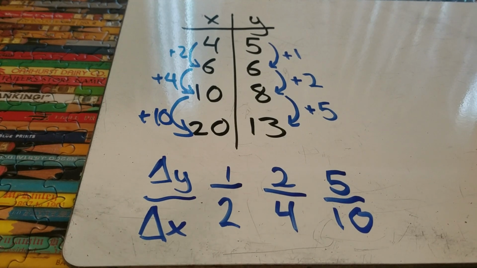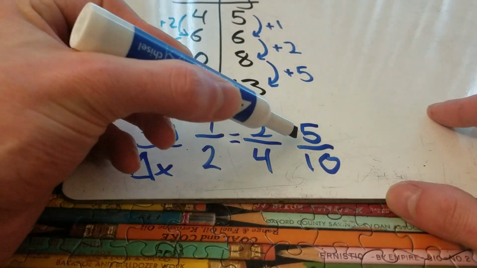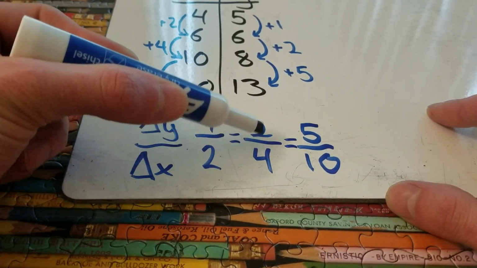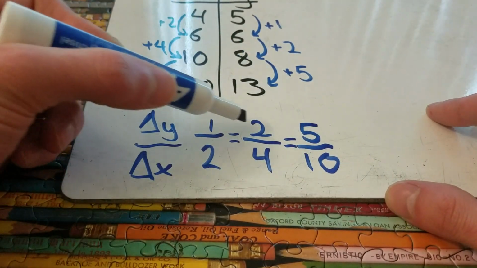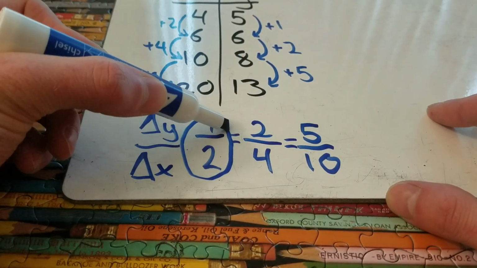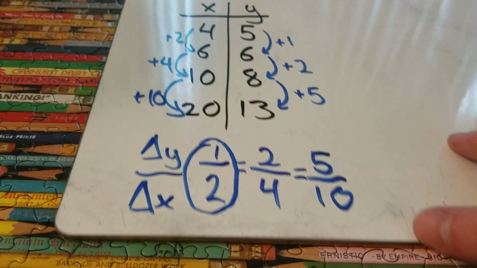If they weren't equal, I wouldn't have a linear relationship and I wouldn't be able to write an equation at this time in slope-intercept form. But luckily they do all equal each other. 1/2, 2/4, and 5/10, these second two are just unsimplified. They're all equal to 1/2. That is going to be my slope for this problem.